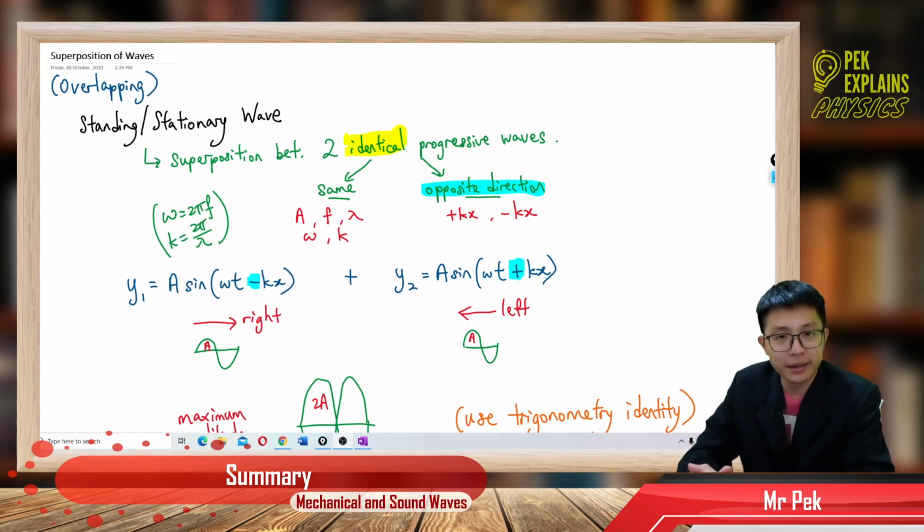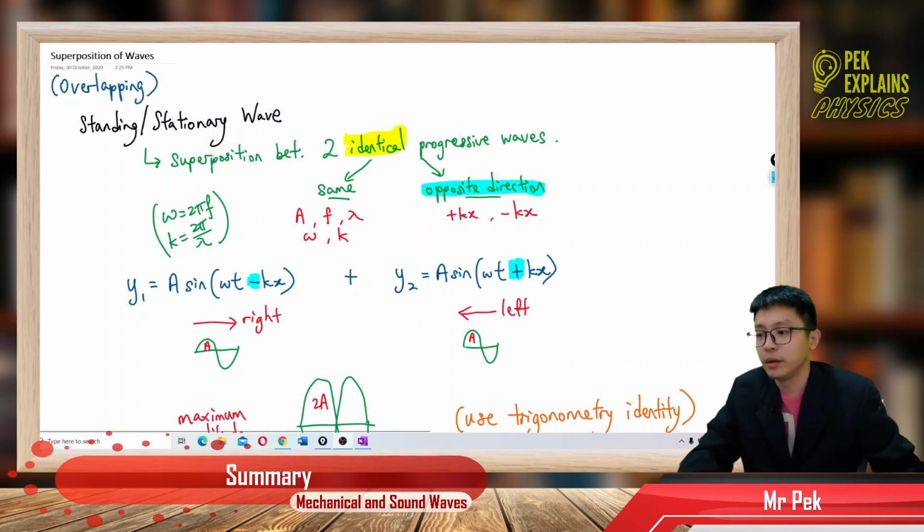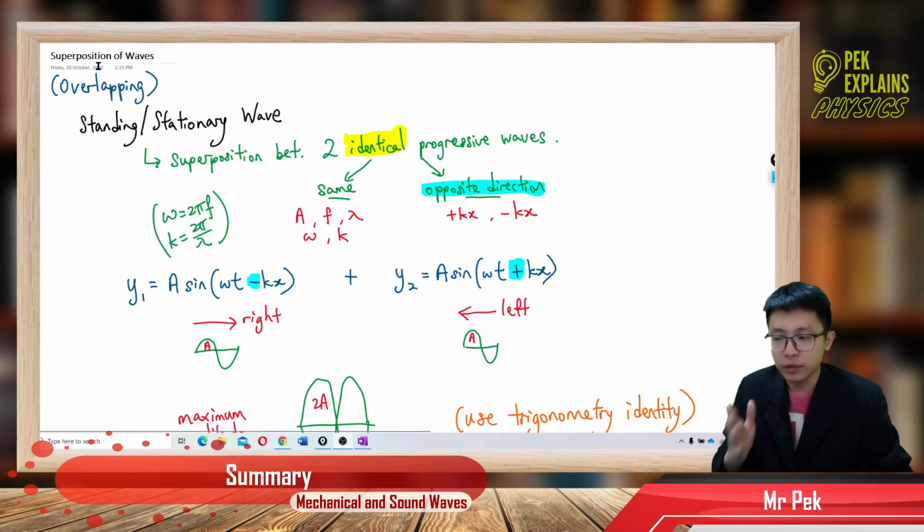Alright, welcome back. Now it's the second part of mechanical and sound wave. In this part, we are going to learn about superposition of waves. Superposition, in other words, is called overlapping. When there is a superposition of waves, there's one condition: when superposition happens between two identical progressive waves, it will form a stationary wave. This stationary wave is also called a standing wave.